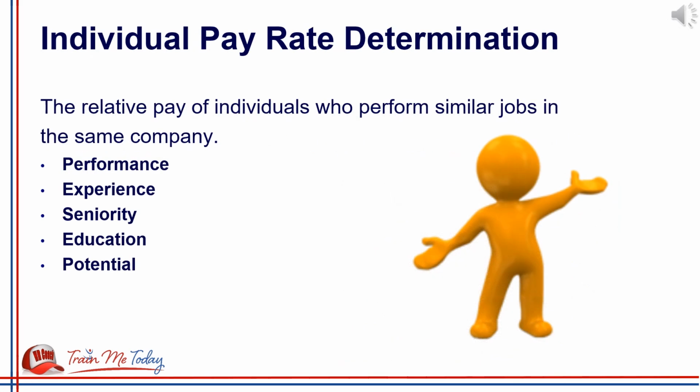The third major decision in designing a compensation system is the individual wage decision. This decision concerns the relative pay for individuals who perform similar jobs in the same company. In other words, why might one person make more than another person if they have the same or similar job? Some of these reasons are performance, experience, seniority, education, and even potential.